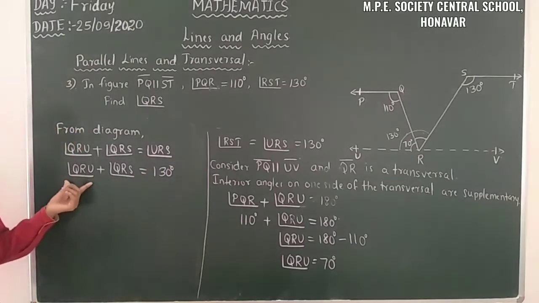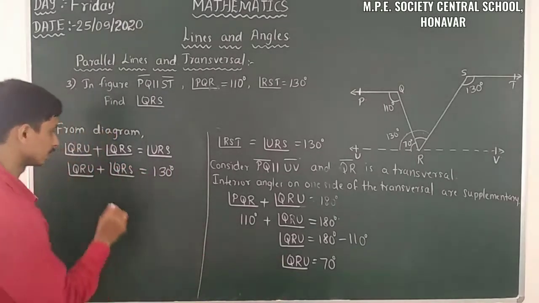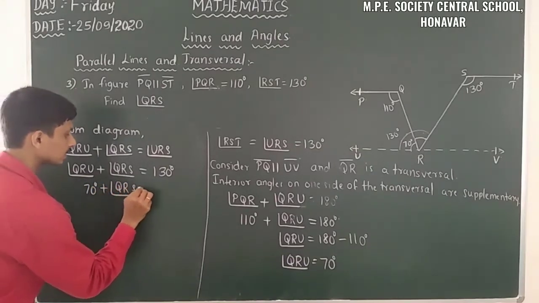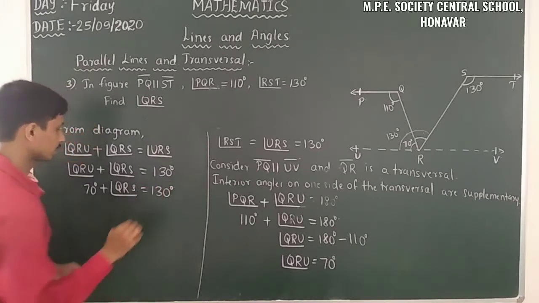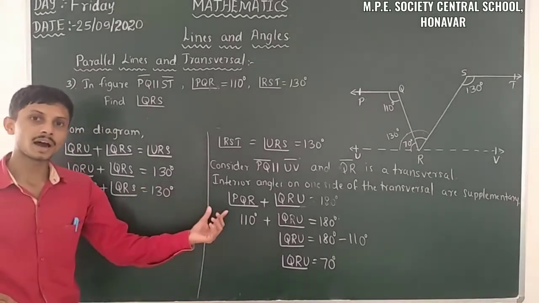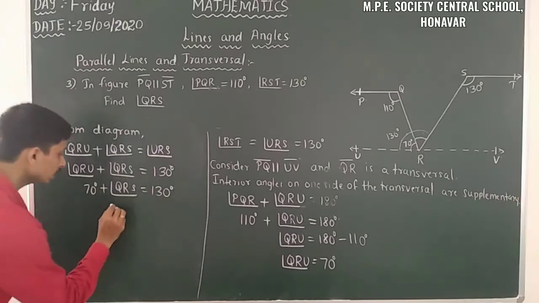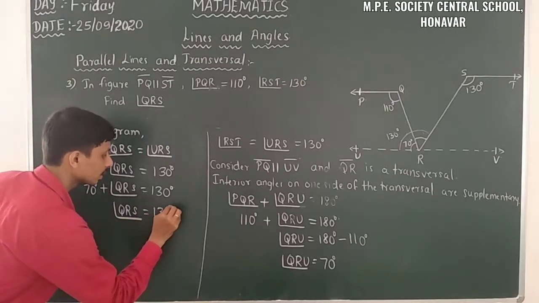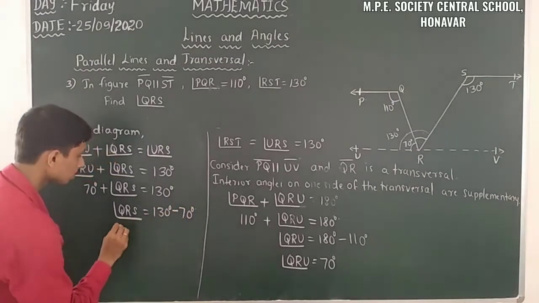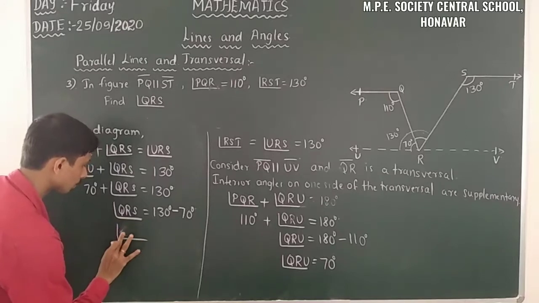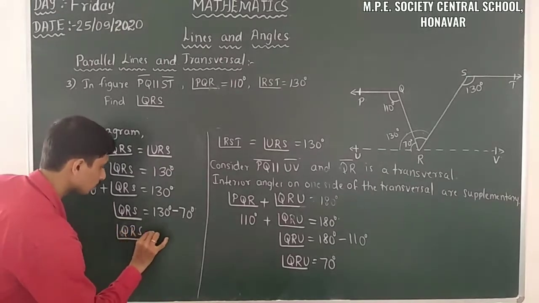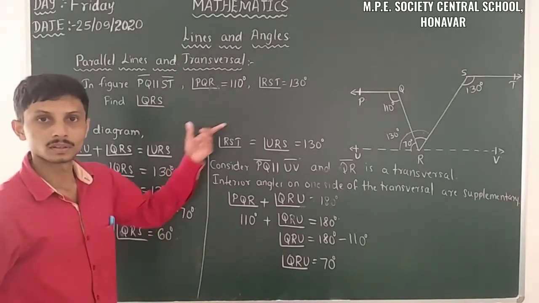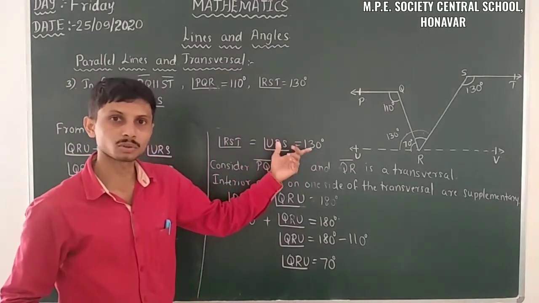Also we have the value of QRU, which is 70 degrees. So 70 degrees plus angle QRS is equal to 130 degrees. I will transpose this 70 degrees to the RHS, it becomes minus 70 degrees. So angle QRS is equal to 130 degrees minus 70 degrees, which is 60 degrees. So this is the answer: angle QRS is equal to 60 degrees.